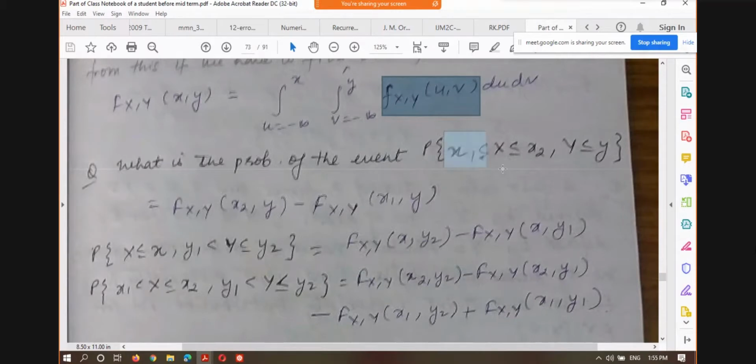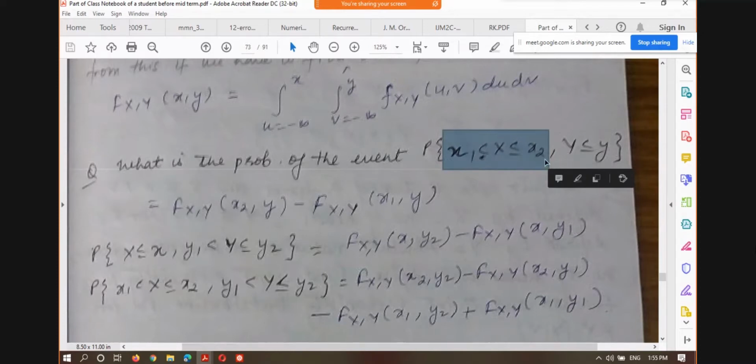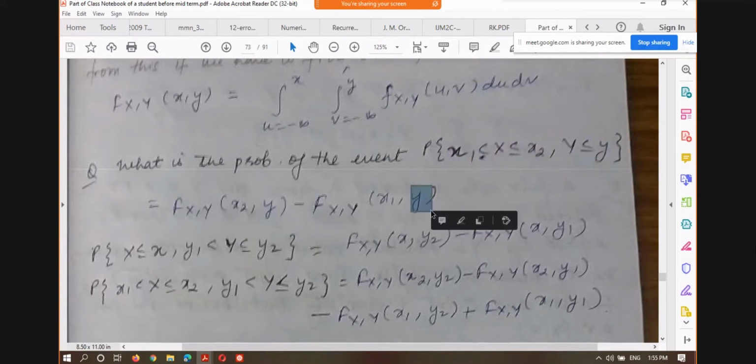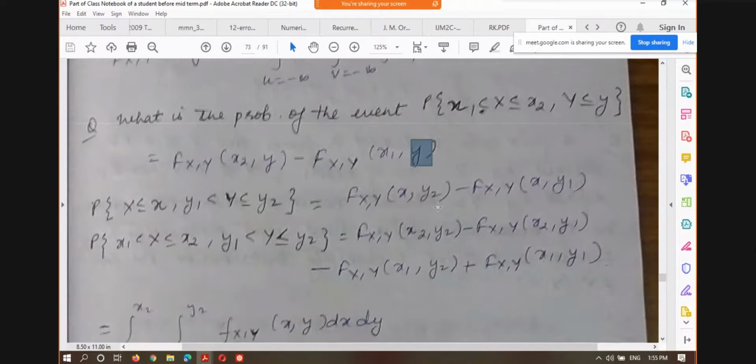Earlier you know that the probability that x1 is less than X less than or equal to x2 is F_X(x2) minus F_X(x1). So if this additional event is there, we will use the same result, keeping y as it is: F_XY(x2, y) minus F_XY(x1, y). Similarly, if y is having a value greater than y1 and less than or equal to y2, we will write the result for y2 and keep x as it is: F_XY(x, y2) minus F_XY(x, y1).